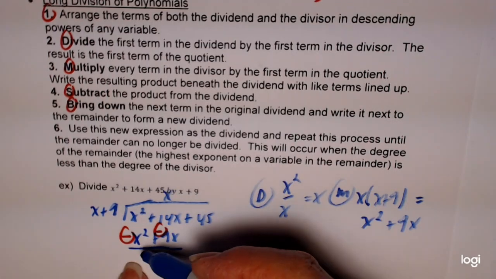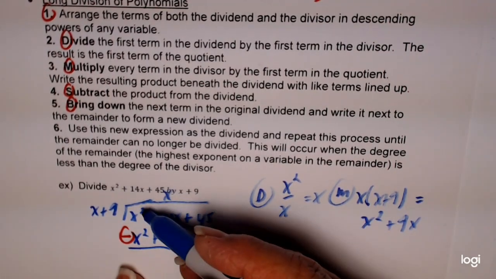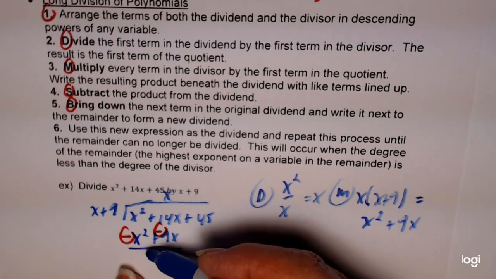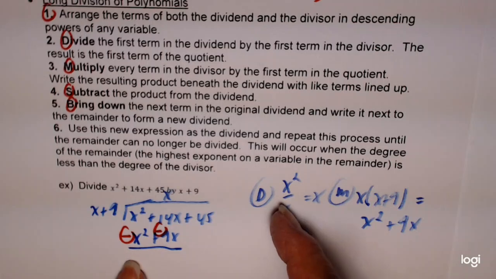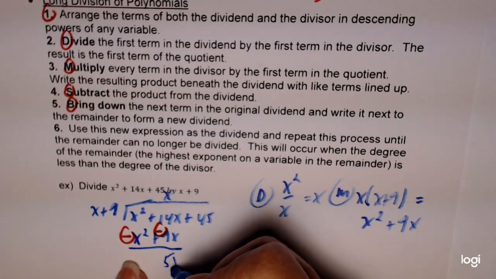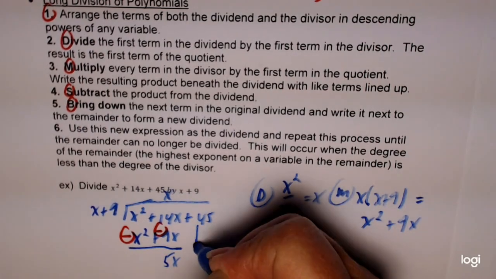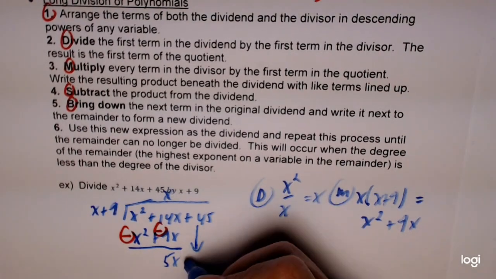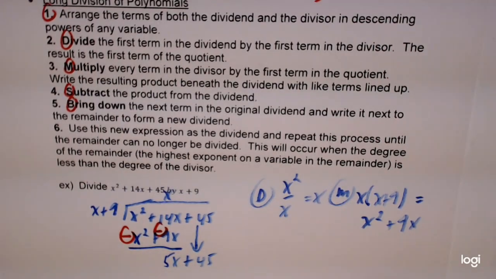X squared minus x squared cancels. You should always have this cancellation of your first terms. If you don't, you didn't do your division right, so go back and check your division. 14x minus 9x is 5x. Now we bring down the next term, which is the plus 45. And we start the process all over again.